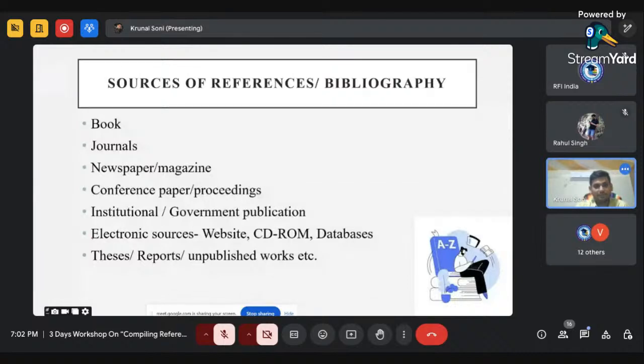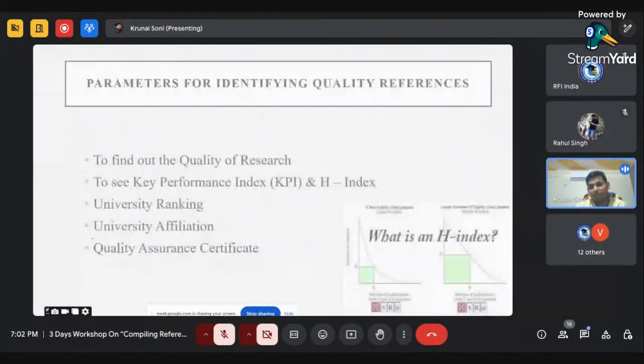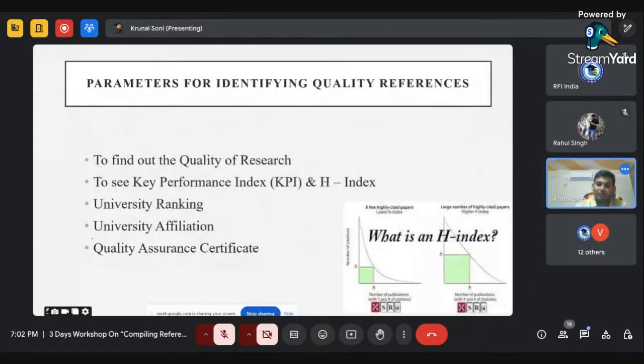And the parameters for identifying quality references: obviously, you have to focus on quality journals which have a higher H index, and we have already discussed Scopus journals Q1, Q2, Q3, Q4. So depending upon the H index, you can identify the quality journals, and that is where the university ranking and affiliation also matters for us, and through which we can also receive quality assurance certificates.